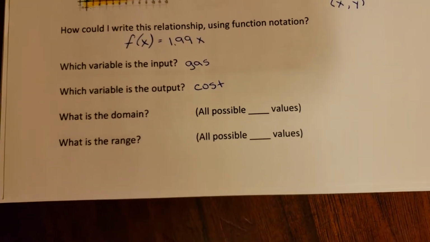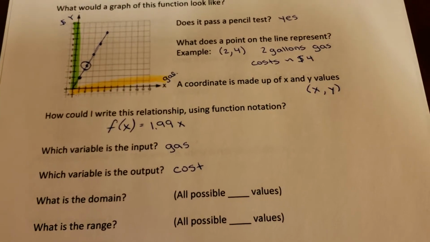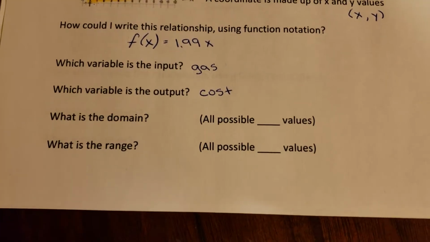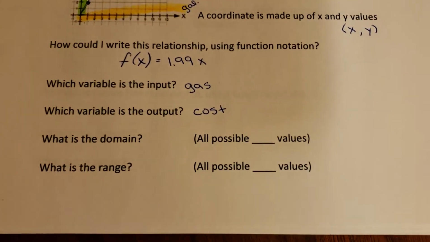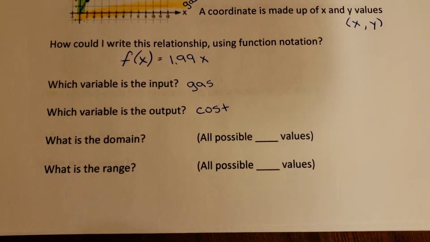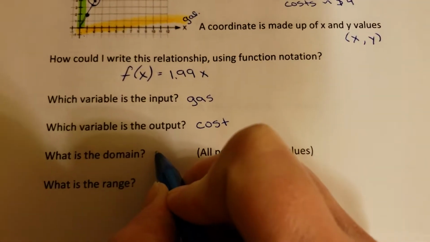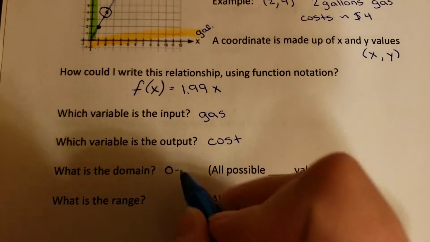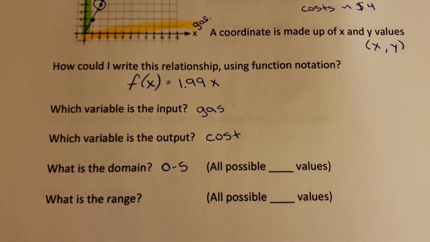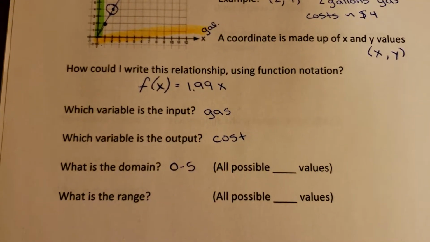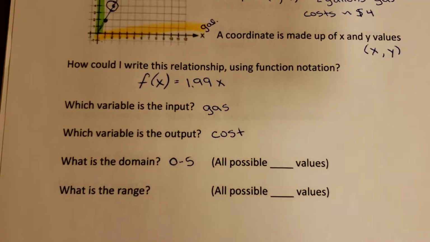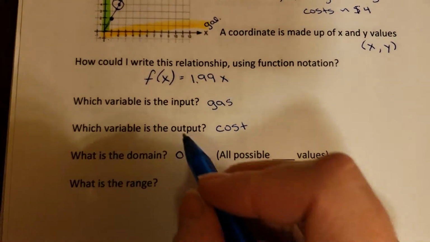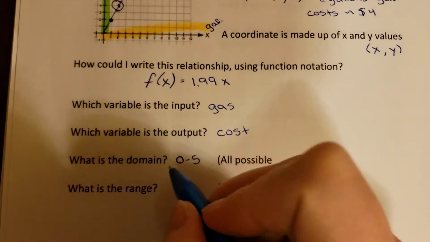Okay, so let's talk about the domain. The domain is all of the possible amounts of gas that I could purchase. So it's possible I could purchase no gas, so 0 gallons. And it's possible that I could purchase 5 gallons. And all of the amounts of gas in between. I could purchase 1 gallon, 2 gallons, 3 gallons, 4 gallons. I could also purchase 3.12 gallons or 2.5 gallons. So all of those numbers in between, I can buy for gas.